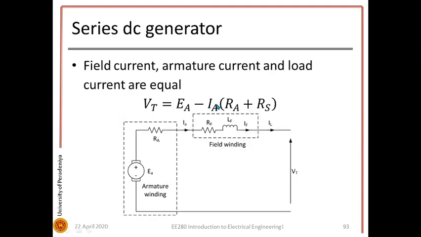In the series generator, the field winding is connected in series with the armature winding. So the terminal voltage Vt is equal to EA - IA times (RA + RF). Here RS means the RF value. Another thing is that the armature current, field current and load current are all the same in the series DC generator.